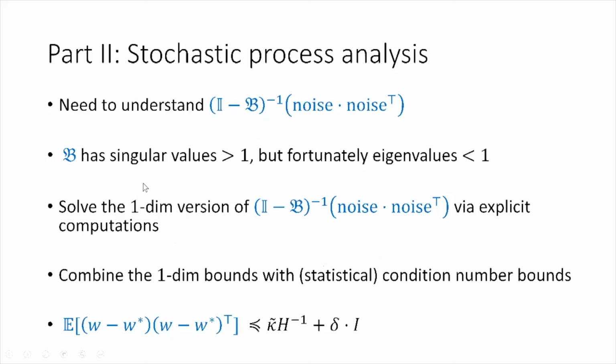The way we do it is to solve the one-dimensional version of this I minus B inverse times noise transpose using explicit computations. So when B is one-dimensional, we do this in every eigendirection corresponding to the Hessian. Once we have this one-dimensional version of the bound, we can combine all these one-dimensional bounds using the statistical condition number bounds. Finally, what we get is that the expected value of W minus W star, at any iterate t as t goes to infinity, is upper bounded by kappa twiddle H inverse plus delta times identity. So delta is the step size, kappa twiddle is the statistical condition number, and H is the Hessian of the problem.